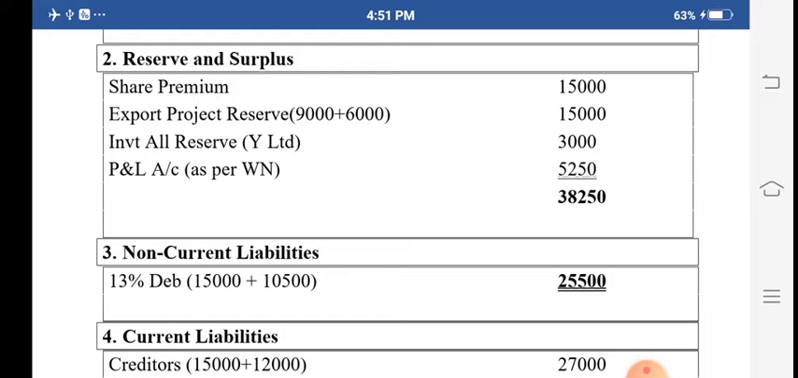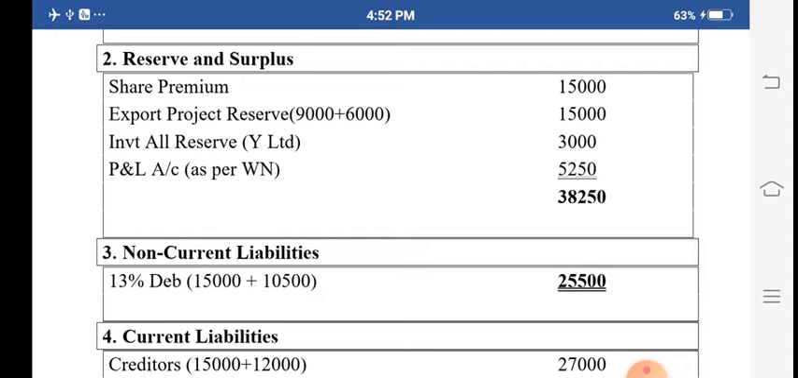As well as the export project reserve, in brackets 9,000 plus 6,000, the total is 15,000. The export project reserve is given in the problem; we just have to amalgamate it. In the problem it is given 9,000 for X Limited and 6,000 for Y Limited.